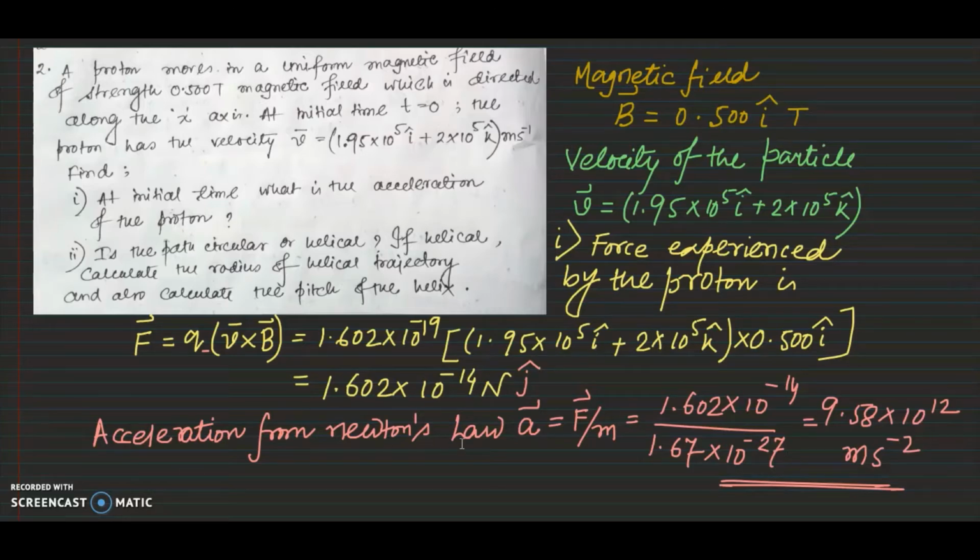Now I need to find the acceleration of the proton. From Newton's law, the acceleration is a vector equal to F by m. If I put the value of the force here, 1.602 times 10 to the minus 14 divided by 1.67 times 10 to the minus 27, which is the mass of the proton, we get the acceleration as 9.58 times 10 to the 12 meter per second squared.